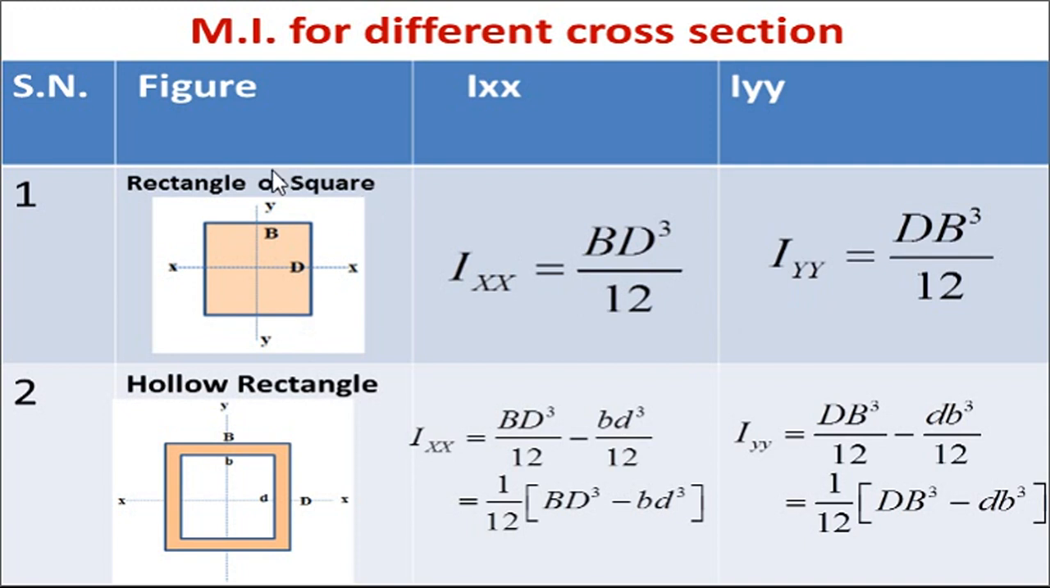Now suppose I want to take the moment of inertia about the y axis, which is cutting b. So b should be cubed, so here it must be db cubed by 12. In the first case Ixx was bd cubed by 12 and here Iyy is db cubed by 12.